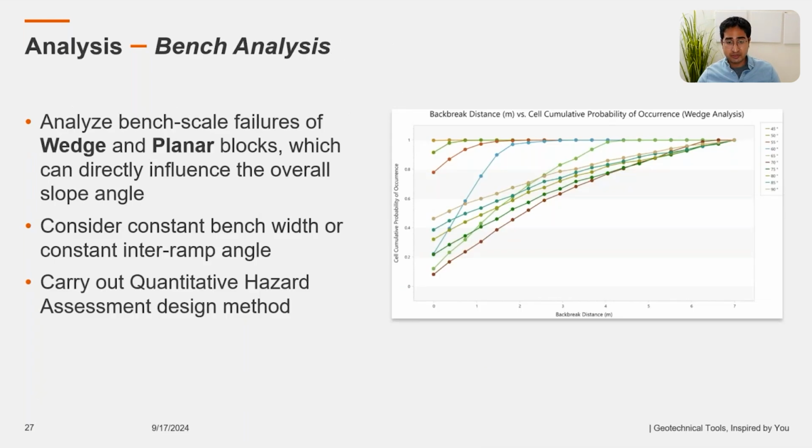Another analysis which is available in RocSlope2 is the bench analysis. The bench design option in RocSlope2 helps analyze bench scale failures, which can directly influence the overall slope angle. This option, just like the persistence analysis, is an extension of the probabilistic analysis in RocSlope2 for both the wedge and planar analysis, and users can assume either a constant bench width or constant inter-ramp angle from which they can produce the probability of occurrence for various backbreak distances. This information can eventually be used for a quantitative hazard assessment.